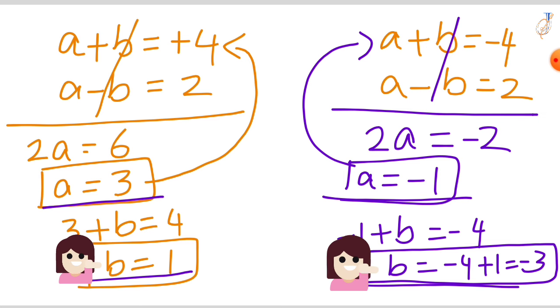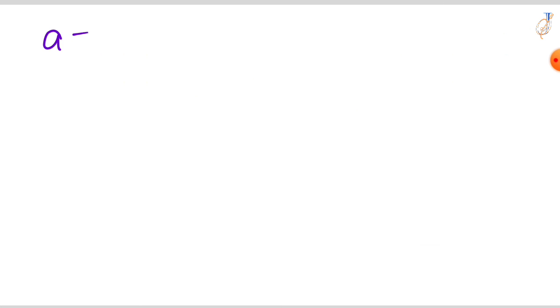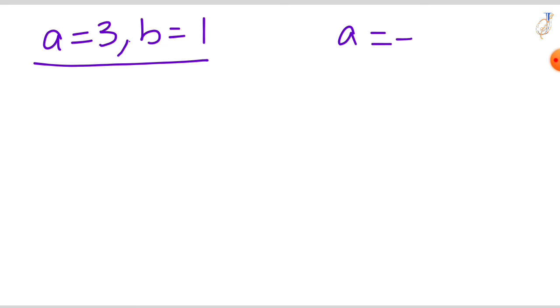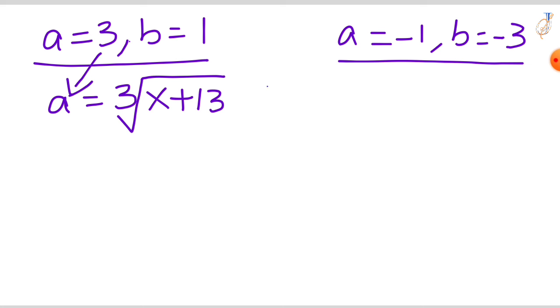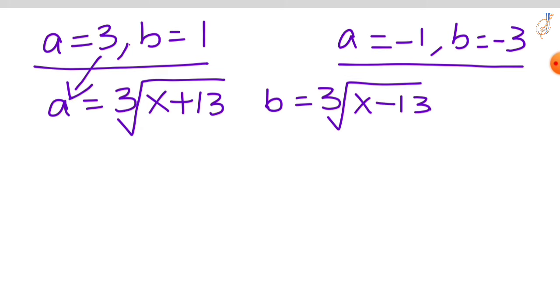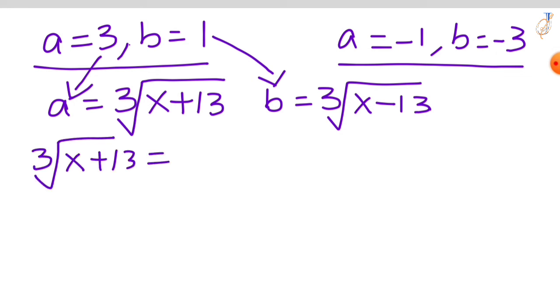Now our final task is to find the x value. a equal to 3, b equal to 1, a equal to -1, b equal to -3. So what is our assumption? a equal to cube root of x plus 13, so substitute the a value here. b equal to cube root of x minus 13, substitute the b value here. Cube root of x plus 13 is equal to 3.